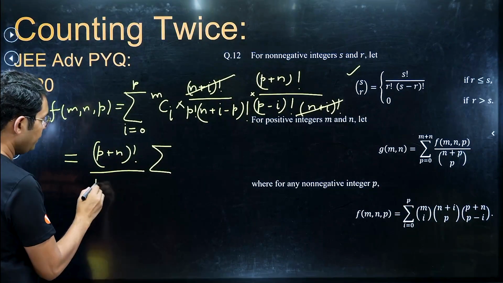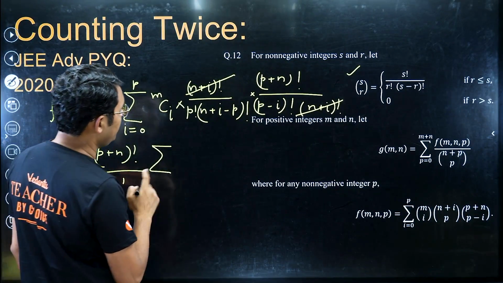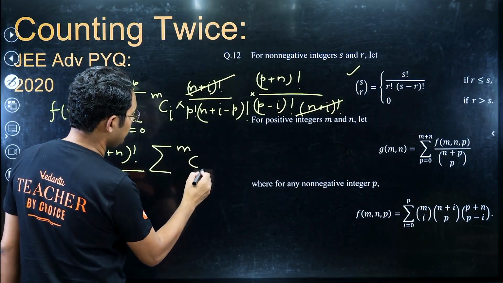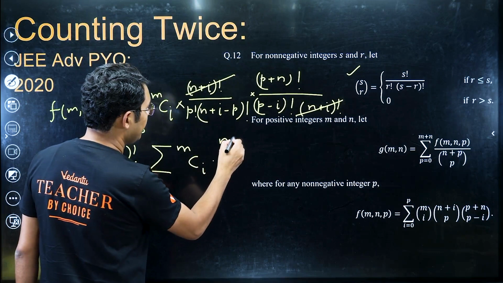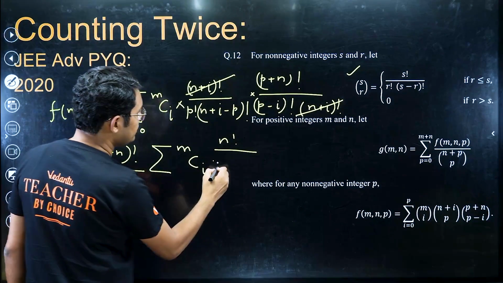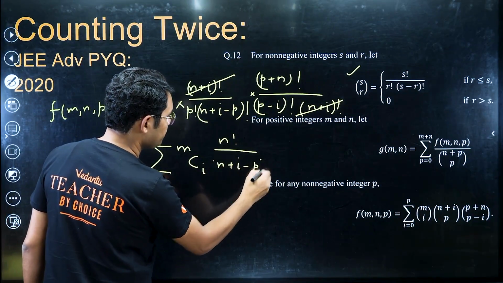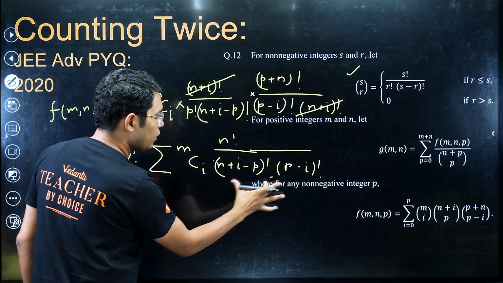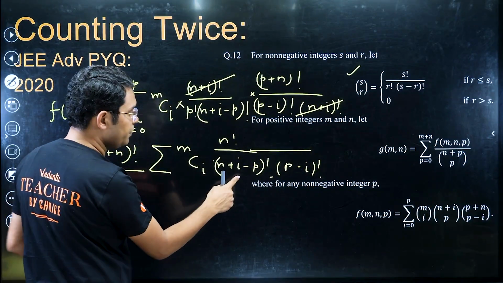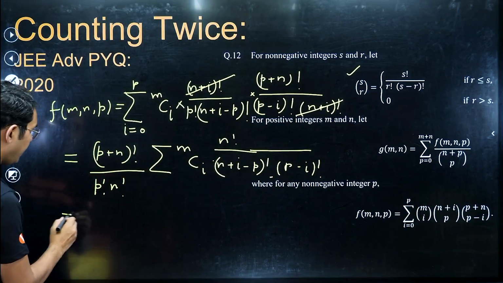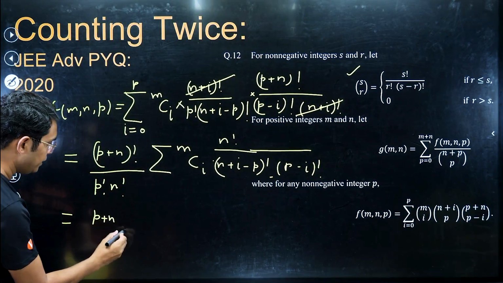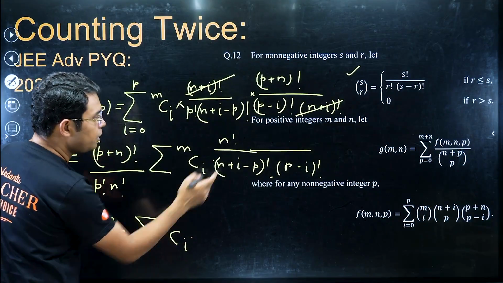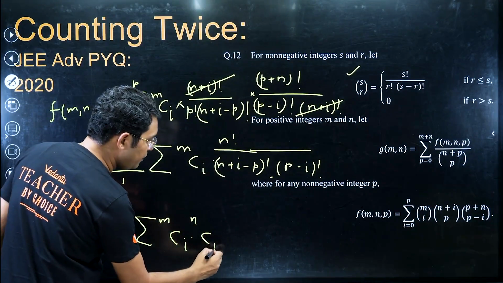And if I write p factorial n factorial here, this p factorial is already there, so this is gone outside. Now please see, mCi is here. This n factorial I have to write here. And the remaining factorials are (n plus i minus p) factorial with (p minus i) factorial. Sum of these two, if you check, it is n only. P cancels, i cancels, so n. So I can write it as p plus n Cp outside, summation mCi into, I can write this as nC(p minus i).